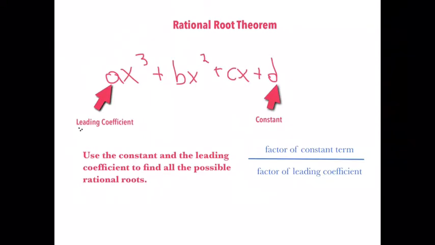The standard form of a polynomial equation is ax cubed plus bx squared plus cx plus d. And d will always be the constant. A will be the leading coefficient. And to find all the possible rational roots, for the rational root theorem, you will use the constant and the leading coefficient. And the form will be the factor of the constant divided by the factor of the leading coefficient.